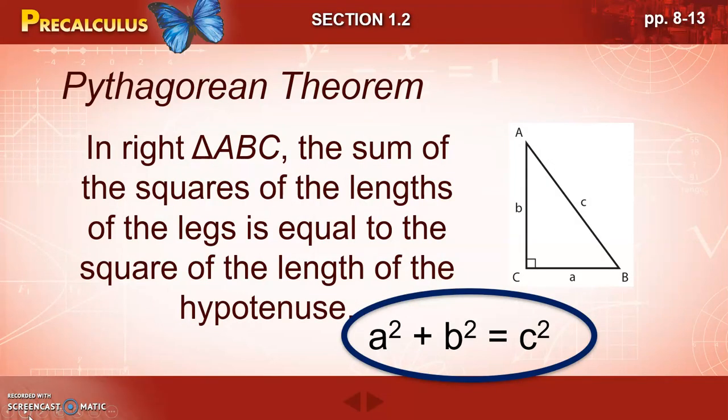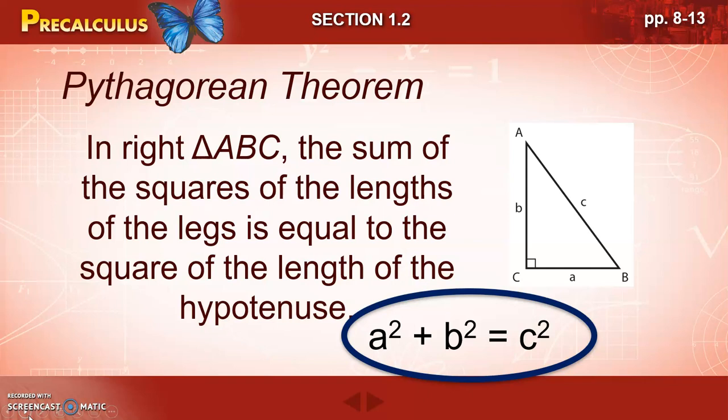Now, the Pythagorean theorem, which was quote-unquote discovered by Pythagoras, although historians argue about whether it was actually Pythagoras who discovered this or whether it had been used for years and years before him, and he's just the first person who published it. Regardless, he's the one who made this theorem famous. What the Pythagorean theorem says is that in right triangle ABC, the sum of the squares of the lengths of the legs is equal to the square of the length of the hypotenuse, or a squared plus b squared equals c squared, which is what you are probably most familiar with.